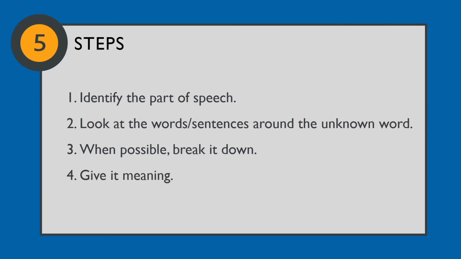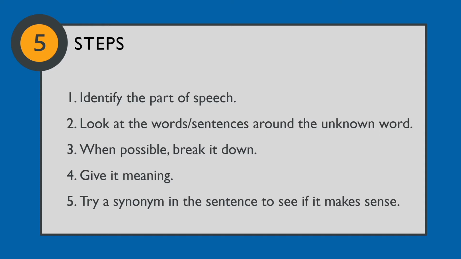Step 4. Give it meaning. Just throw accuracy out of the window. Let it be vague, let it be questionable, but let it allow you to continue to navigate the text. So don't get too obsessed with understanding the exact meaning of the word. The gist or the general idea could be enough. And step 5, try a synonym in the sentence to see if it makes sense. Let's take a look at one example.